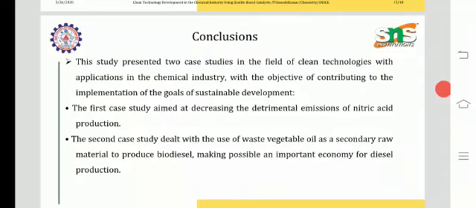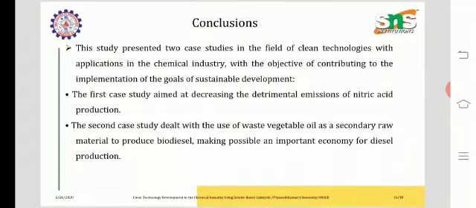The second case study dealt with the use of waste vegetable oil as a secondary raw material to produce biodiesel, making possible an important economy for diesel production. So in that there will be a reduction in NOx. This can also be taken into account in order to reduce our pollution levels.